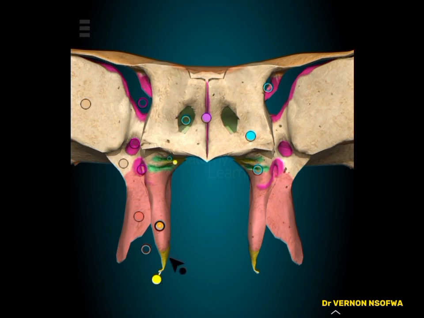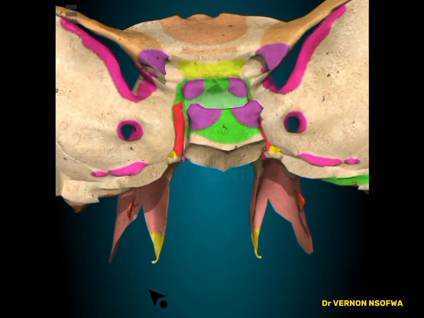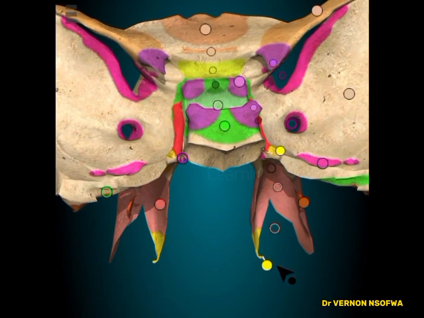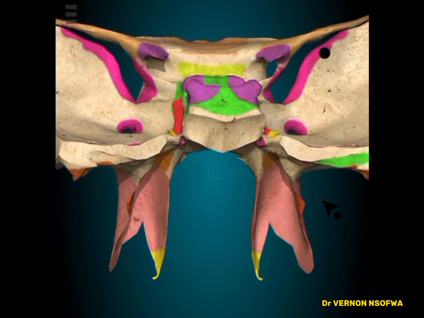And then you can see this spine here, it's the pterygoid hamulus. This end here is the pterygoid hamulus, the yellow one. And then you can see this spine here. This one is called the pterygospinous process.